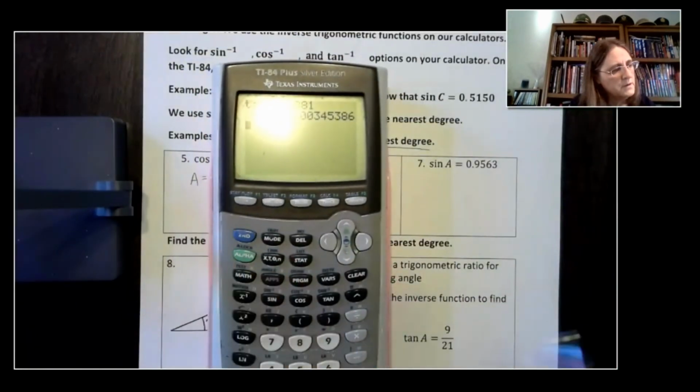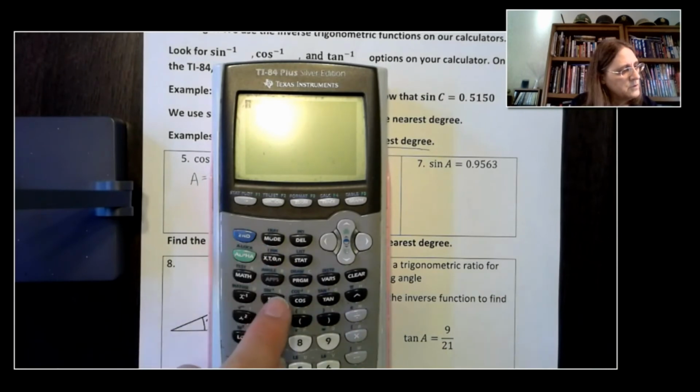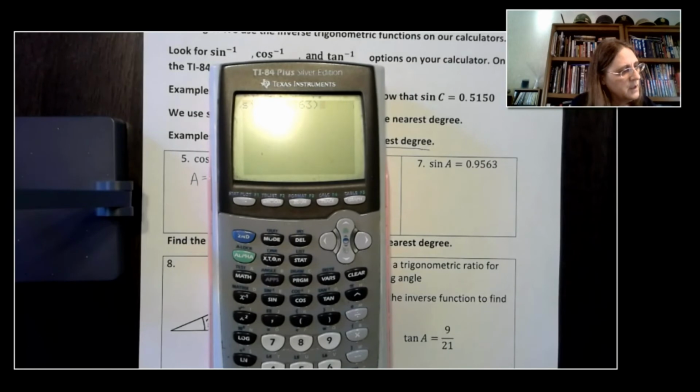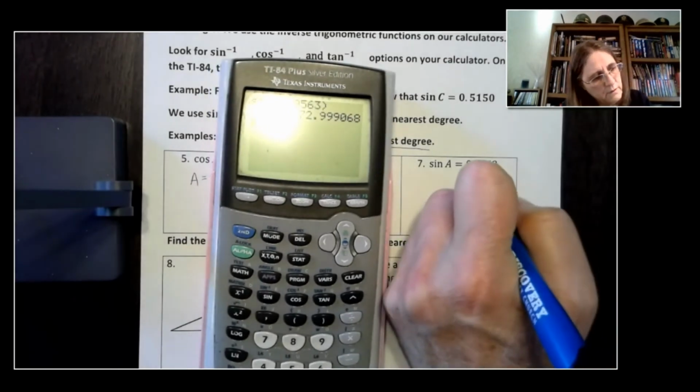And our last one here says the sine of A, so I'm going to use sine inverse, so second function sine, 0.9563, and I get 73 degrees.